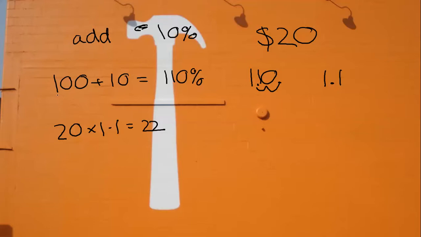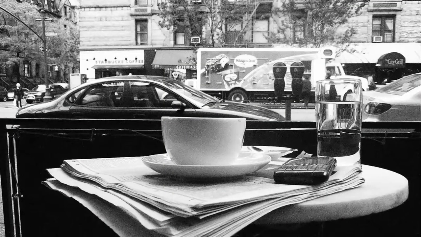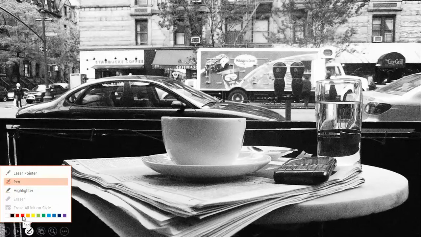We're working out that it's 110%, which is 1.1. We drop 1.1, which is the beauty of the decimal, in against our price, and it tells us that our answer is $22. So on the next page, let's go back to the red pen for this one because I think that might be easier to see on this photo.